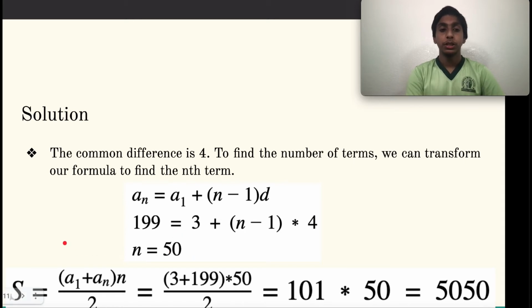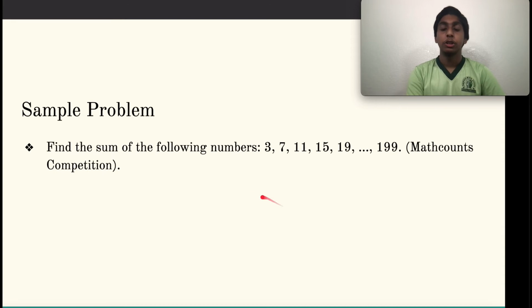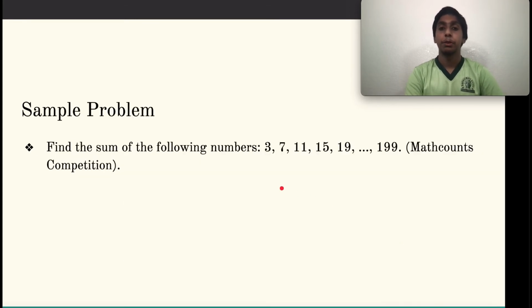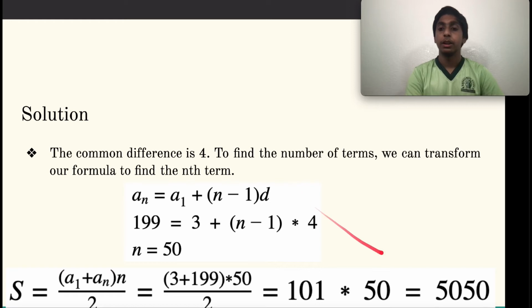Now we can plug this into our sum. So our sum formula is the first term plus the nth term times n over 2. So my first term, 3, plus 199, my last term, times 50, because there's 50 terms, over 2. And when I solve that out, I get 5,050. So that's how I found the sum of this. Don't add it all up. I know some people just add it up rather than using the formula, but it's actually quicker to use the formula. So make sure that you know how to apply this formula when you're given a problem like this. And again, our answer is 5,050.